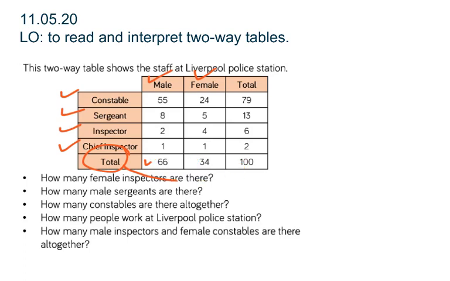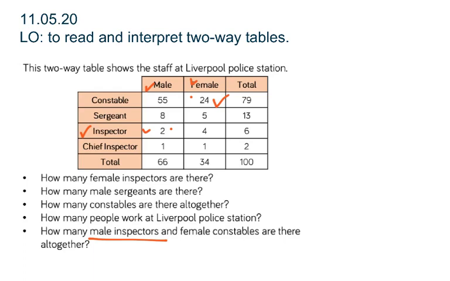The last question says, how many male inspectors and female constables are there? Let's take care of the male inspectors first. We go to male, and we look at inspectors. That's 2. And female constables: we look at female, we look at constables, and you've got 24. We're looking at that figure altogether, so you need to add this figure to this figure. 24 add 2, which is fairly straightforward. We should all be able to do that quite easily.